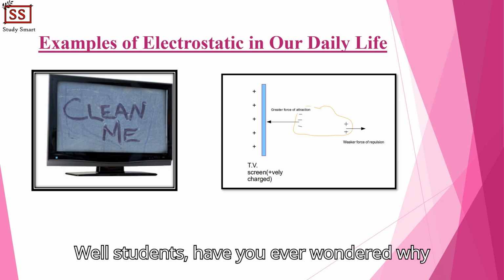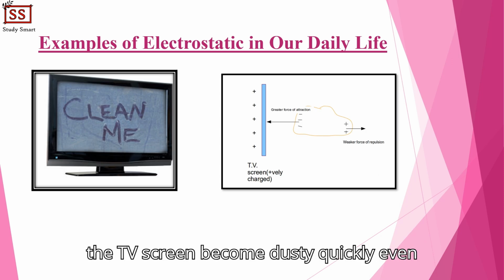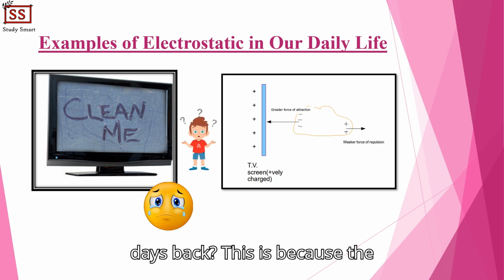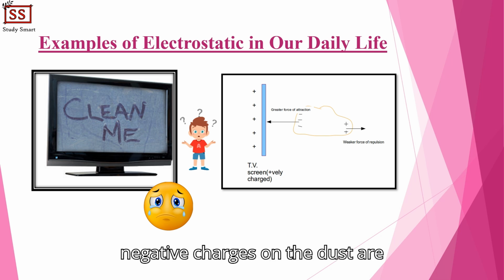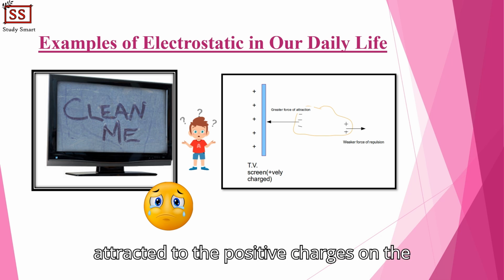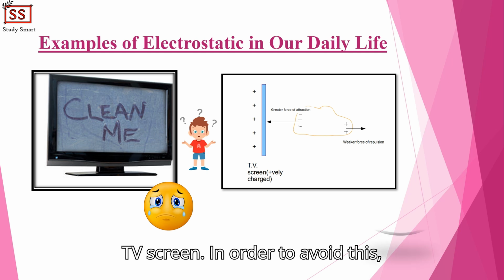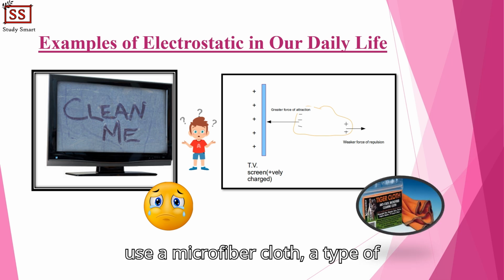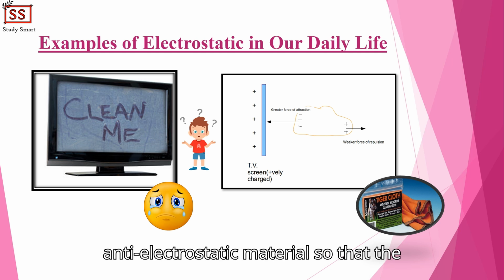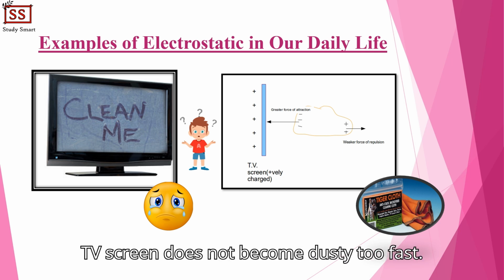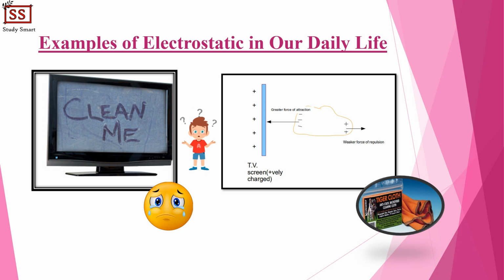Well, students, have you ever wondered why the TV screen becomes dusty quickly even though you have just wiped it clean a few days back? This is because the negative charges on the dust are attracted to the positive charges on the TV screen. In order to avoid this, use a microfiber cloth, a type of anti-electrostatic material, so that the TV screen does not become dusty too fast.